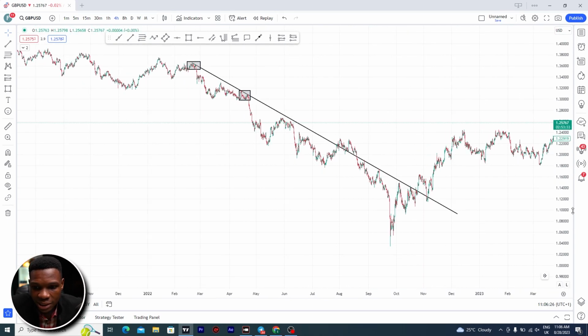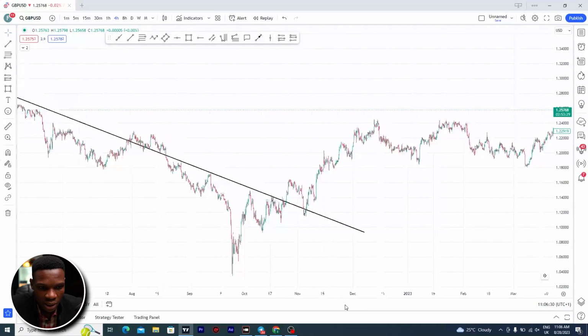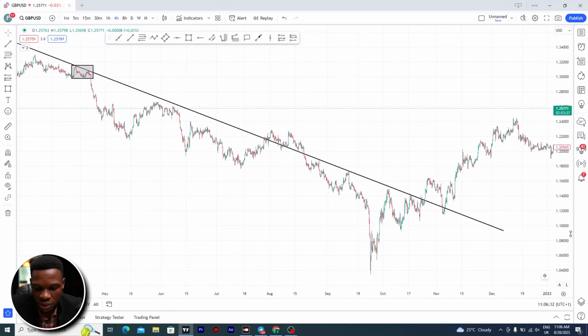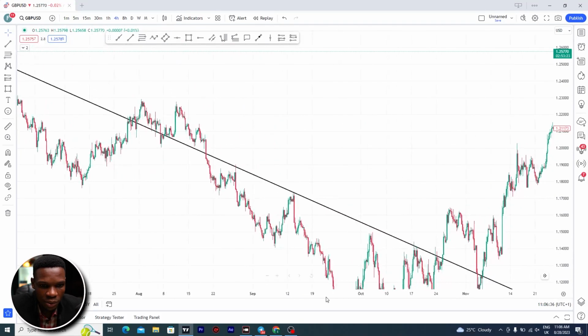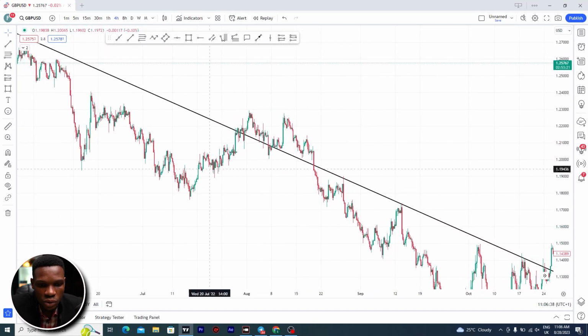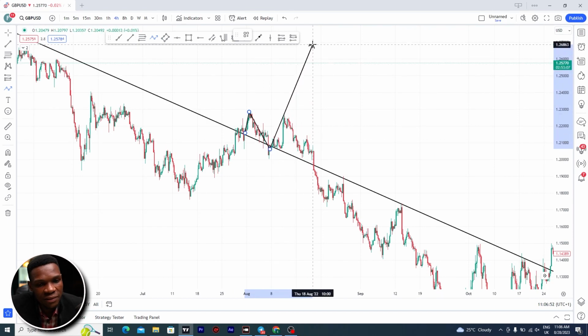Now, most retail traders, let me zoom out so that you'll be able to understand properly what I'm talking about. You see, most retail traders see immediately price broke out of this trend line, then came back here. They see this obviously as a retest. They begin to buy. The price is going to move massively to the upside.